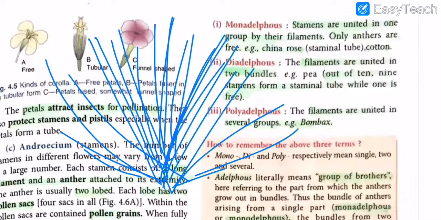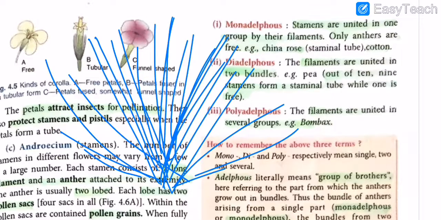Now, Adelphis literally means group of brothers. Here, referring to the part from which the anthers grow out in bundles. Thus, the bundles of anthers arising from a single part, that's Monodelphis. Then the bundles from two parts, that's the diadelphis, and from several parts, that's the polydelphis. Now, Monodelphis, you can pronounce it in two ways. That's Monadelphis and Monodelphis. But I prefer Monodelphis more.